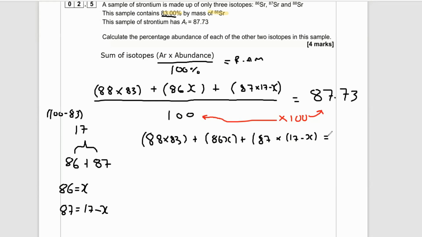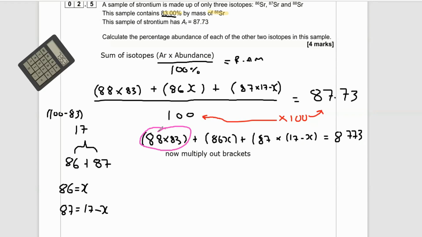8,773 because we've times our right side by 100 and the left to get rid of the 100 underneath. And there we go. Now what we want to do is multiply out the brackets. So let's put into our scientific calculator 88 times 83. So you want to calculate that out, and then you want to multiply also out 87 times 17, and then 87 times minus X. So let's put the answers down here into the next part. And you should figure this out to be 7,304 is 88 times 83.